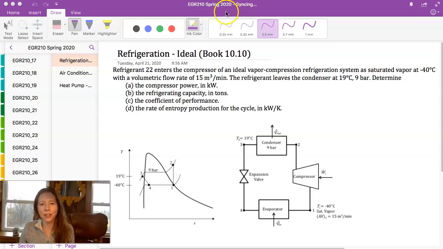Class, welcome back to thermodynamics. In this lecture, we are going to be looking at vapor compression refrigeration systems.